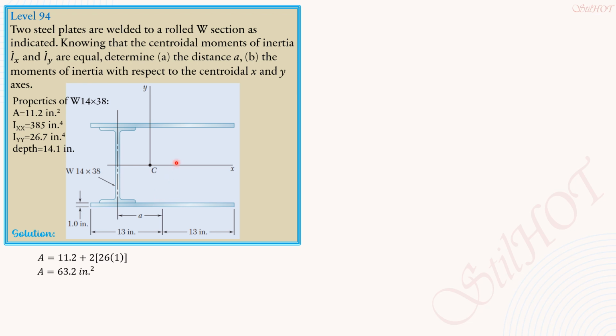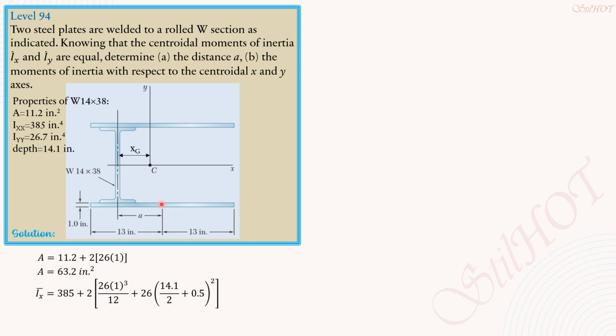Then I bar x, or IGX, is again Ix of the channel. So call that XG, by the way. So I bar x is 385 for the I bar x of the W section, W14 by 38, plus 2 times the quantity moment of inertia of this rectangular plate with respect to the centroidal axis, which is 26 times 1 cube over 12, plus its area, which is 26.